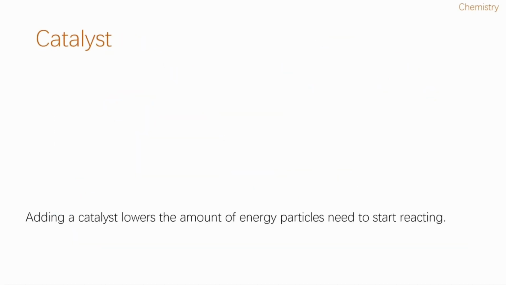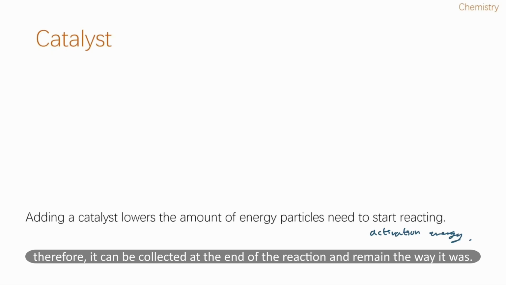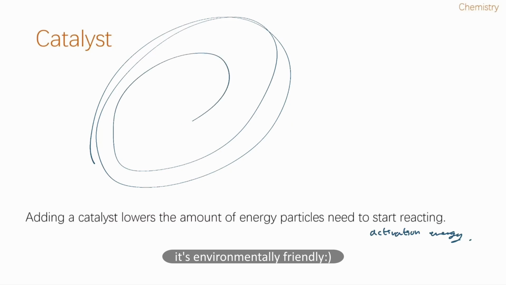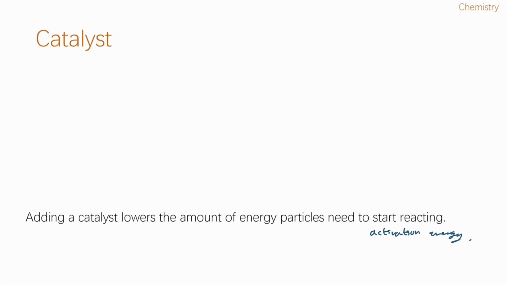Lastly, we are going to look at adding a catalyst. Adding a catalyst lowers the amount of energy particles need to start reacting. It could also be known as activation energy. If you don't know what this means, it just means that there's this amount of energy that you need to trigger a chemical reaction, but the catalyst decreases it to a tiny amount. So the reaction happens much quicker because only this amount of energy is needed, which is a good thing.